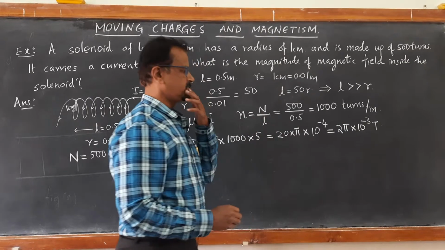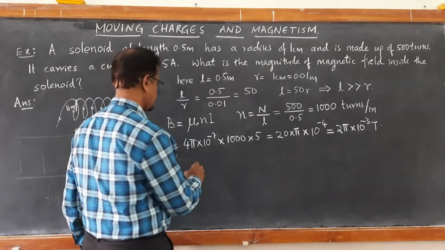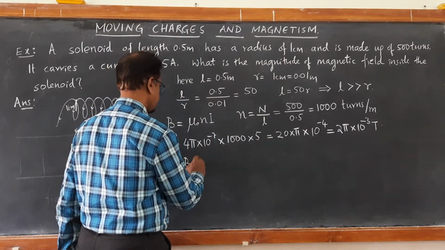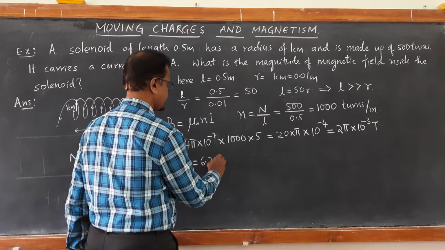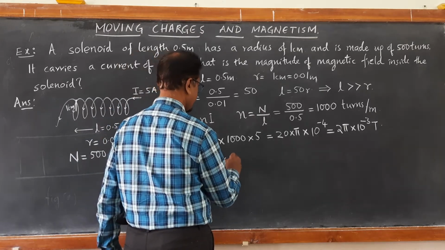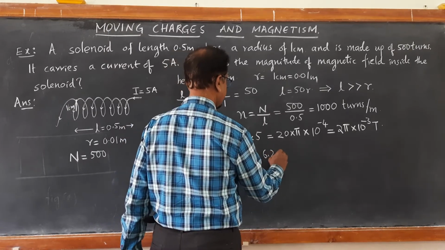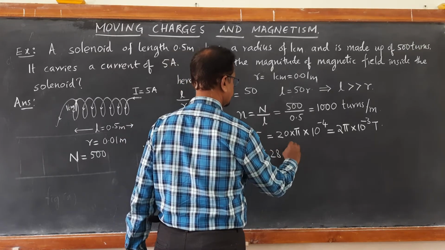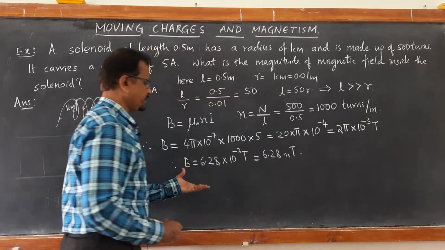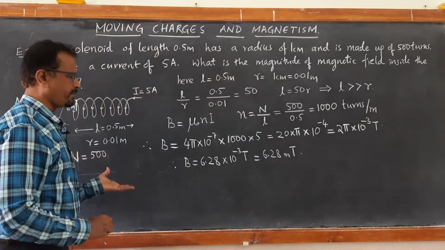2 pi means 2 into 3.14. Thus, magnetic field B becomes 6.28 into 10 raised to minus 3 Tesla. That is 6.28 millitesla. This is the magnitude of magnetic field.